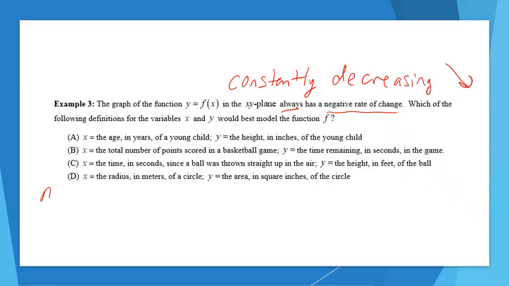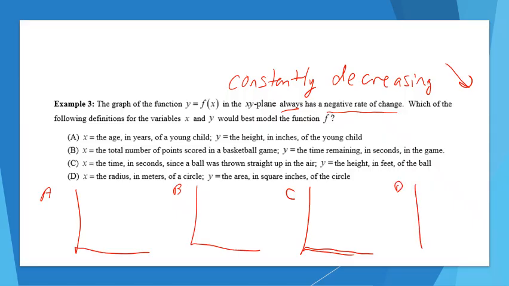So let's model each graph here. So A, B, C, and D. So A, the age in years of a young child, and then the height. So what I would probably say is, as you get older, you probably get taller. So maybe a function that looks like this is what I would say A is. So this is increasing, right? It's probably going to be an increasing function. So we can eliminate A.